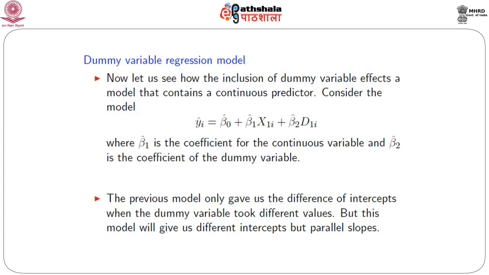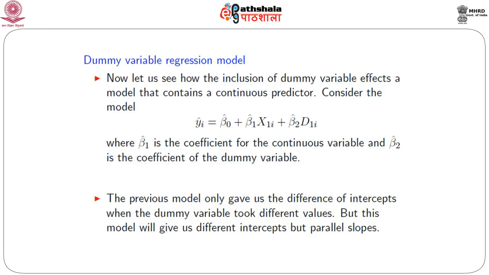Now let us see how the inclusion of a dummy variable affects a model that contains a continuous predictor. As I had already explained in the example, when we have two variables, one of which is continuous and the other is categorical, consider the model yi hat equals beta naught hat plus beta 1 hat x1i plus beta 2 hat d1i, where beta 1 hat is the coefficient for the continuous variable and beta 2 hat is the coefficient for the dummy variable. The first model, which only contained a dummy variable, only gave us the difference of intercept.